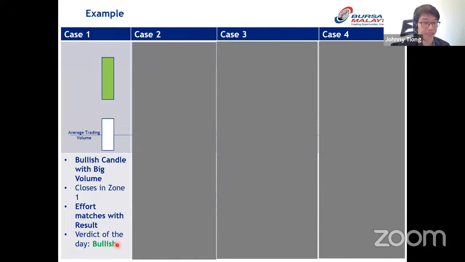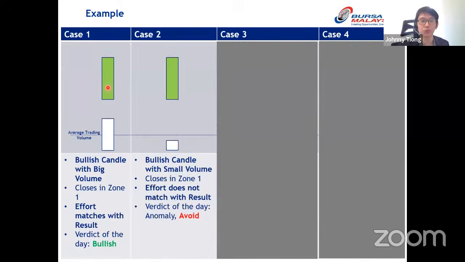So what's the verdict for the day? It's bullish, meaning for this candle from 9 until 5 p.m., a lot of buyers are buying this stock. As we can see from the volume here, everyone is buying and they push the stock price up. So the verdict for the day is bullish. This candle is bullish for the day. Okay, we move to the second case. For this case 2, we see this is a bullish candle also.